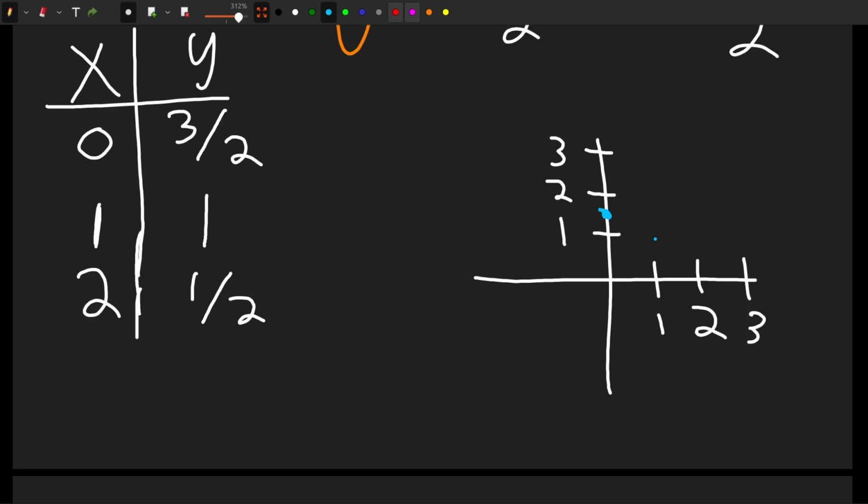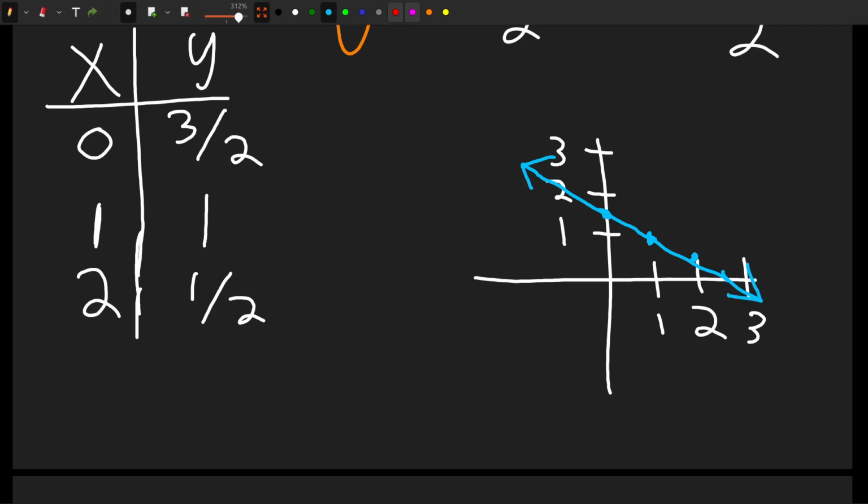(1, 1) is easy to find. That's in the first quadrant. And then (2, 1/2) is right about here. And so then if I want to draw a line between these 3 points, I'll get something that looks like this. And this is the equation of the line that I'm working with.